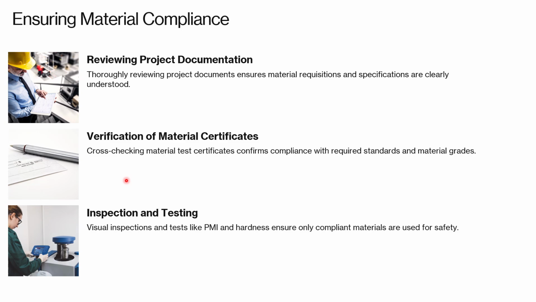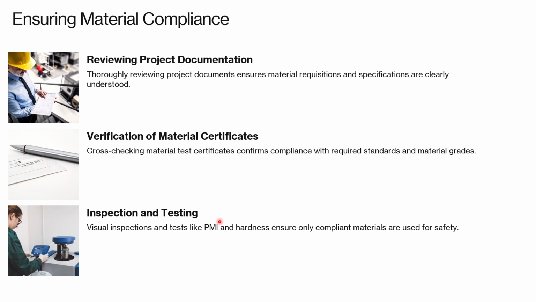Again, every material that is supplied comes with an MTC, meaning material test certificate. You have to verify the material test certificates against the standard and verify that the material conforms to the specified grade. After that comes inspection and testing, where your QA/QC department performs tests such as PMI, which is positive material identification, and hardness testing. This process ensures that only compliant materials are used, which is vital, friends, for safety, performance, and integrity, because it's our plant or our system, we cannot use anything like it.